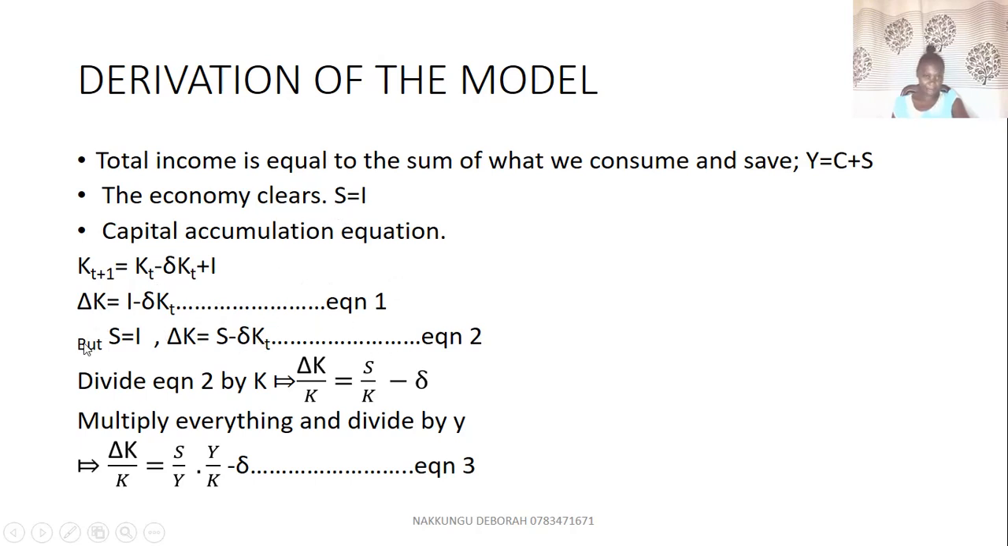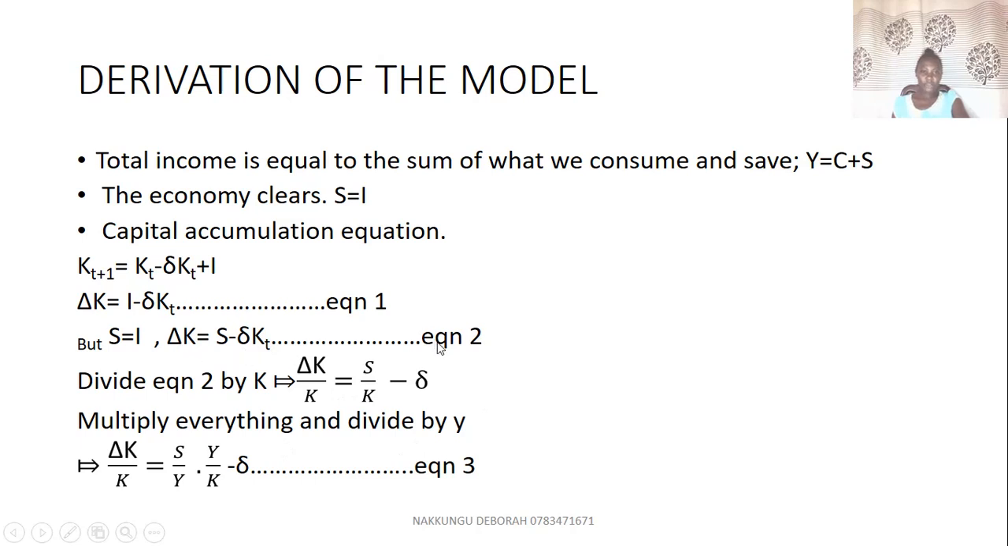Remember, we said that the market clears, and that is the point where our savings are equal to investment. So from our equation 1, we can represent it as change in K being equal to S minus sigma Kt. I've represented the investments with the savings because we said they are equal. So we come up with equation 2. From the capital accumulation equation, what we did is to substitute the I with the S.